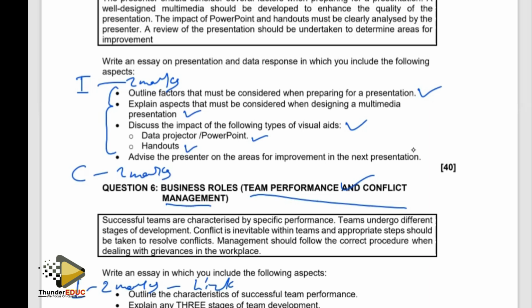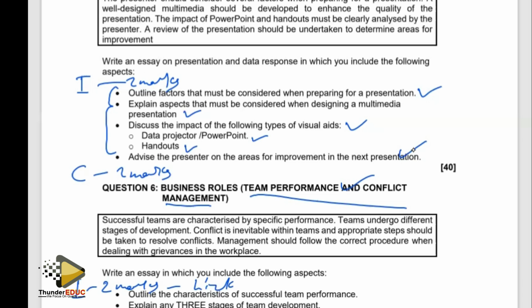Okay, right. So now let's check the last bullet, where we're supposed to advise the presenter on the areas for improvement in the next presentation. So now let's check what the areas of improvement in the next presentation are. The presenter should revise objectives that were not achieved, infuse humor at the appropriate times in the presentation. Always be prepared to update or keep the information relevant.